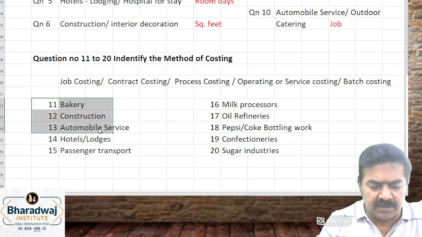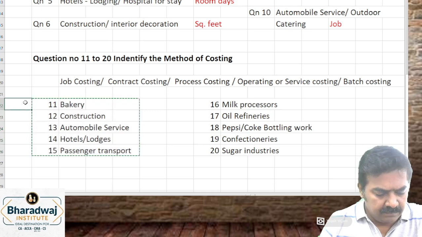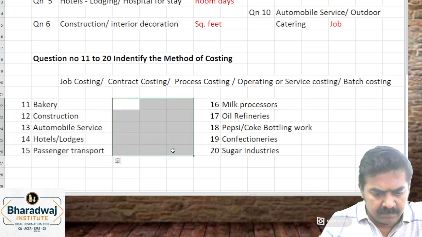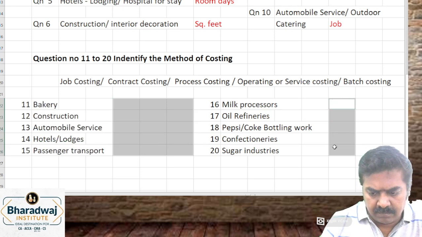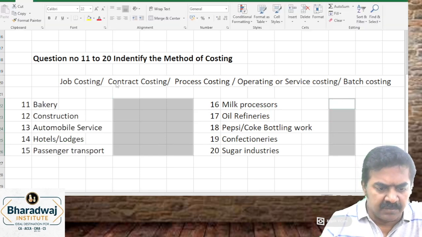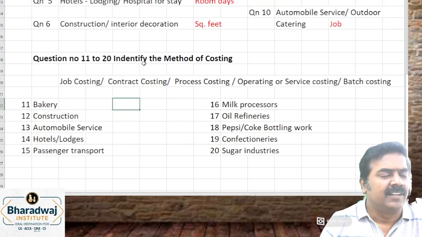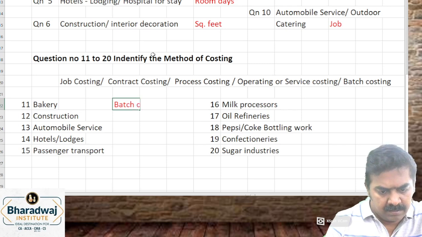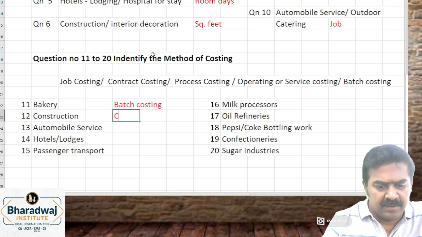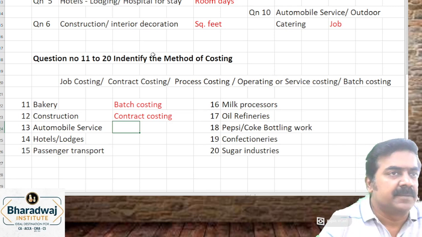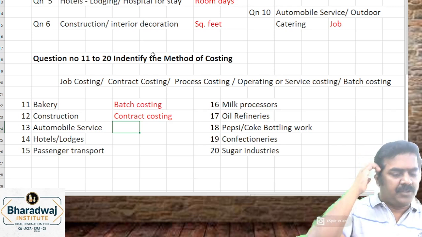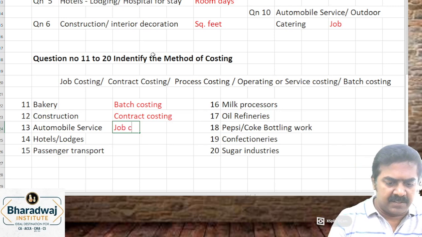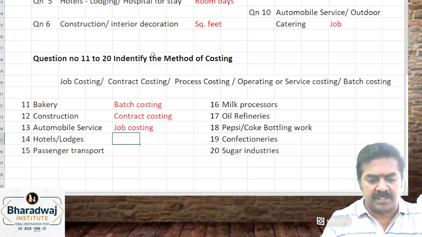Can you tell me what is the method of costing used in all these things? What is the method of costing used in a bakery? They make cakes, puffs, etc. Do they make one unit or a batch? Batch cost. Construction, contract costing. Automobile service, job costing. You give your two-wheeler for service, and they do the job according to the instruction.